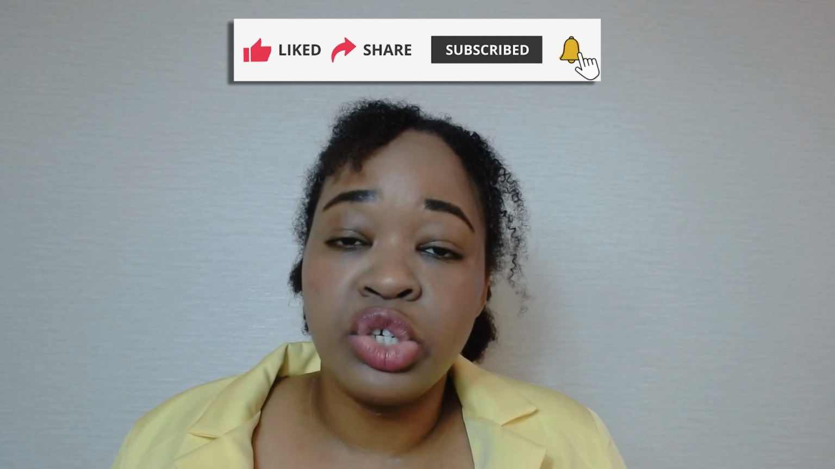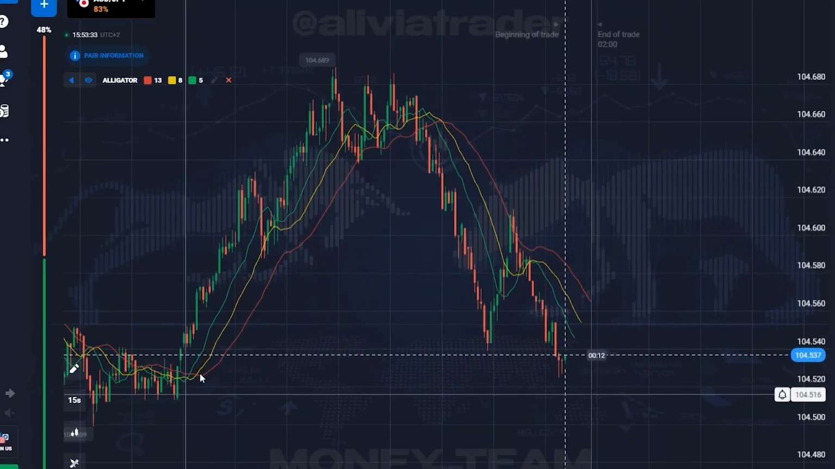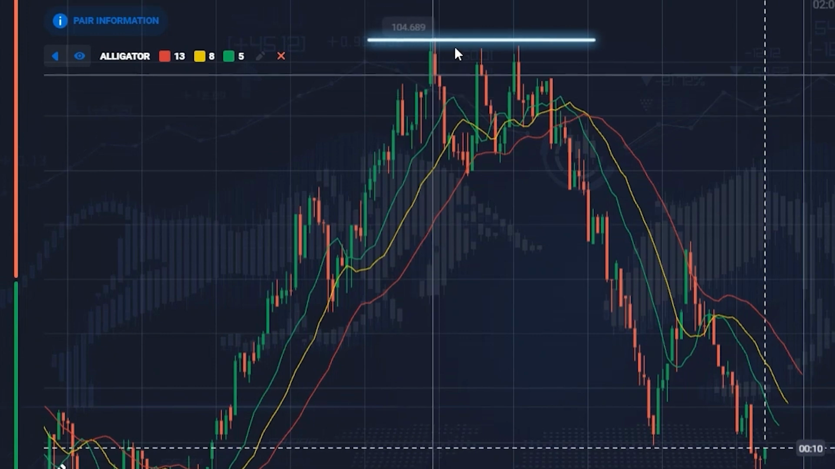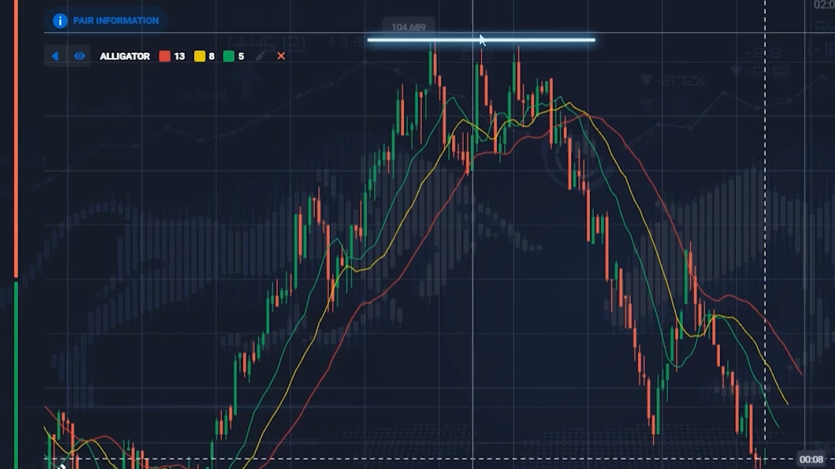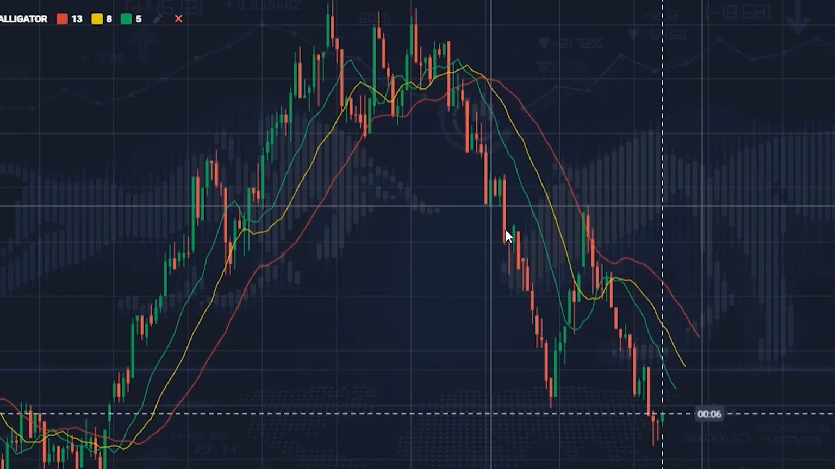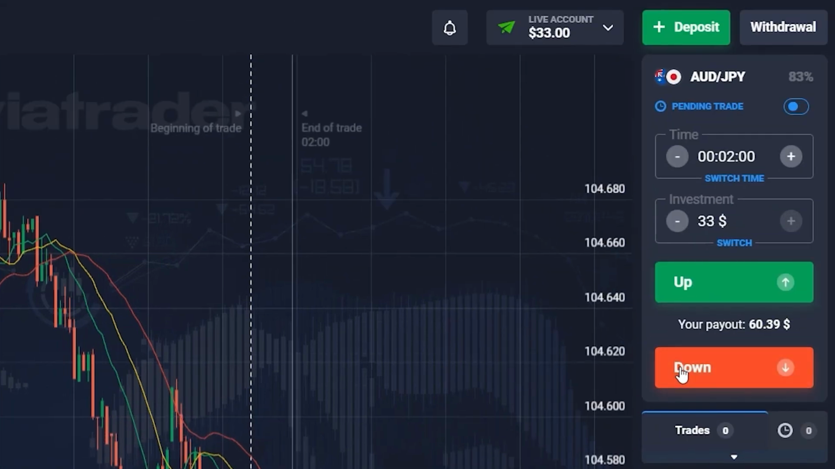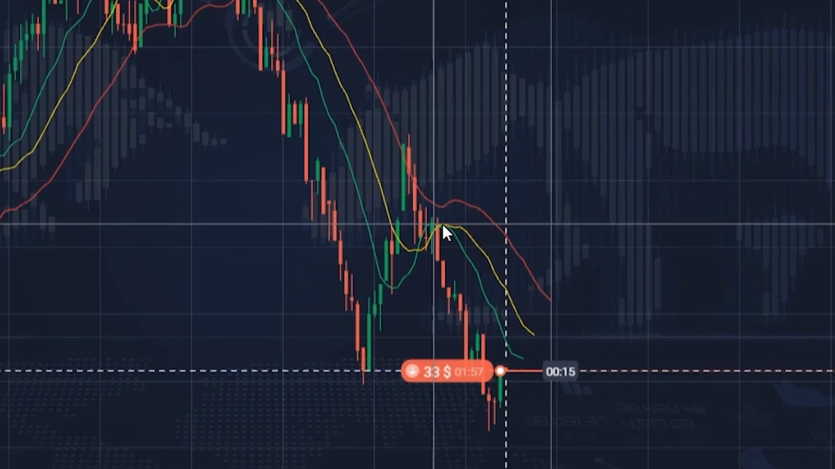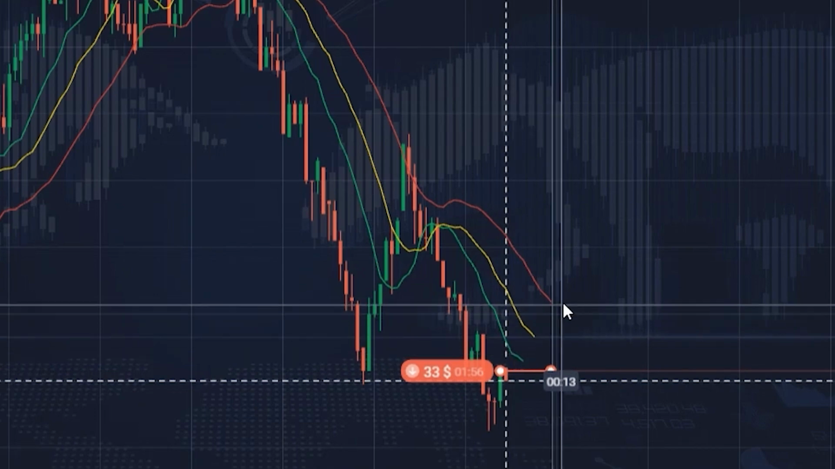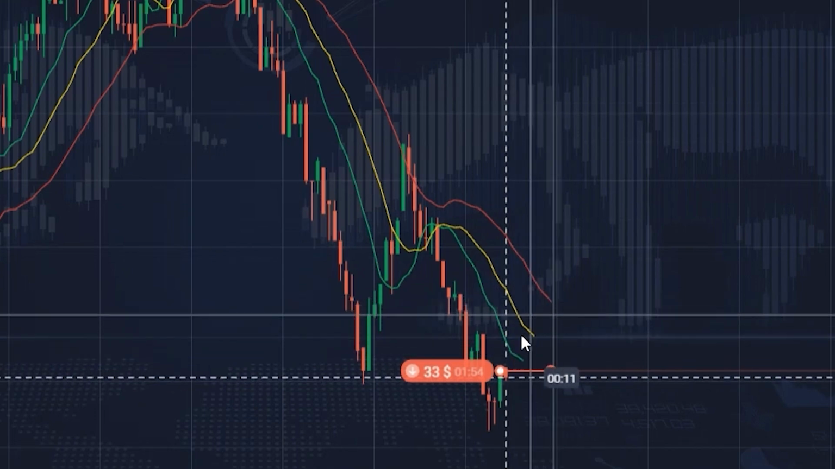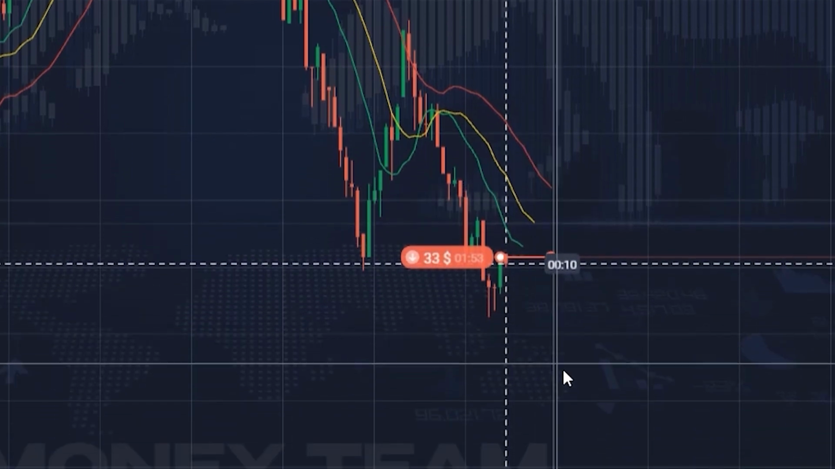Let me find my first entry point. So here you can see that we have the price moving in an uptrend. At the same time, I can see that it made the resistance and made a reversal and began to move down. In this situation, I'm going to open a 2-minute down trade because as I can see, the green line of the indicator is located at the bottom. That is, the indicator says that the price has a good potential to go down here.